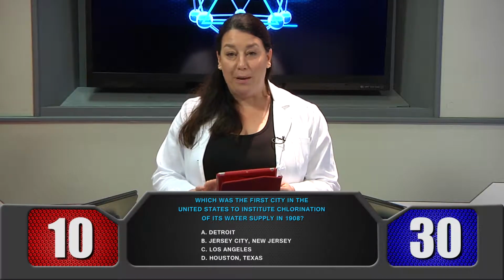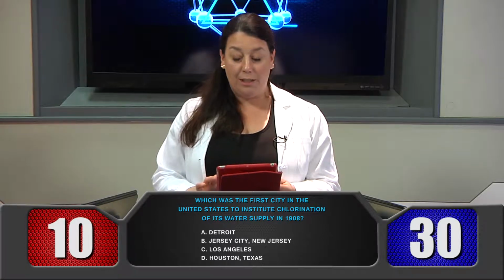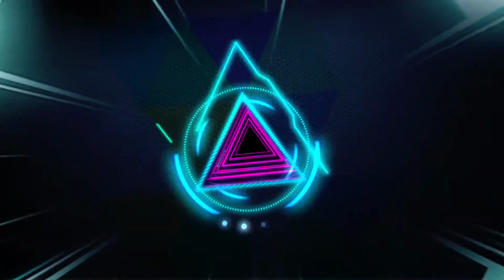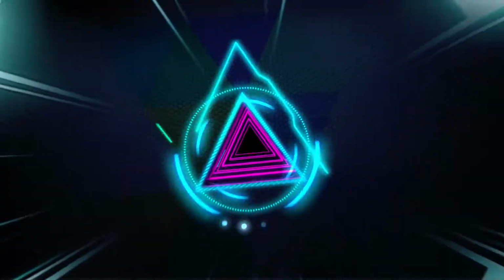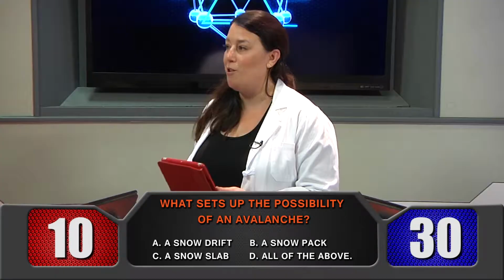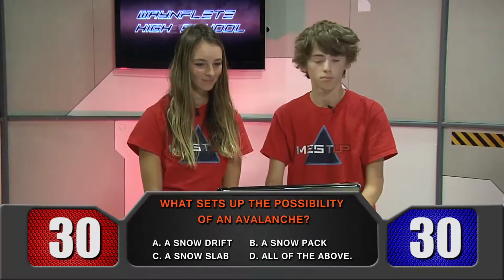So that's the end of the brain battle, but before we get to the points, let's go ahead with the video question sponsored by Winter Kids. What sets up the possibility of an avalanche? A, snow drift. B, a snow pack. C, a snow slab. Or D, all of the above. Red team. D, all of the above? Correct. That was worth 20 points.